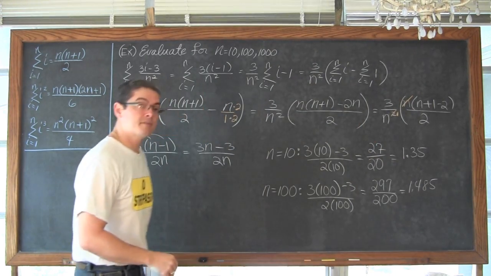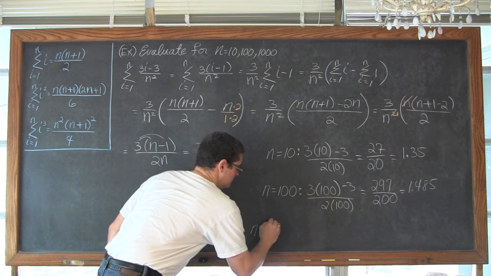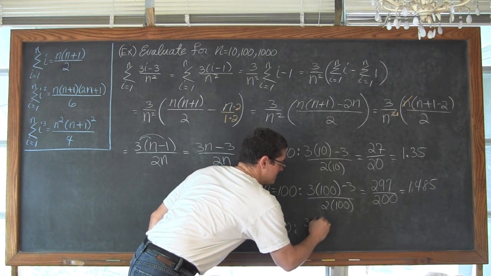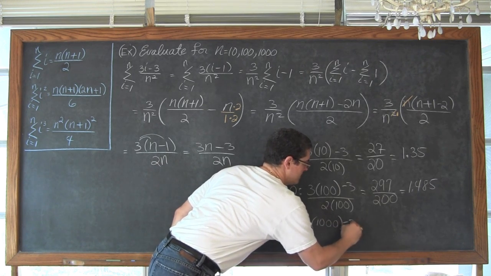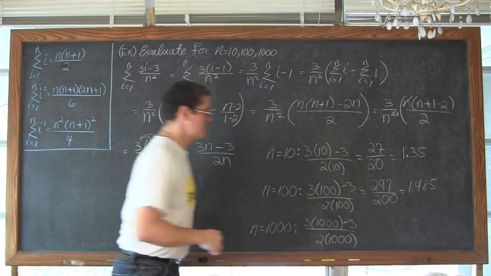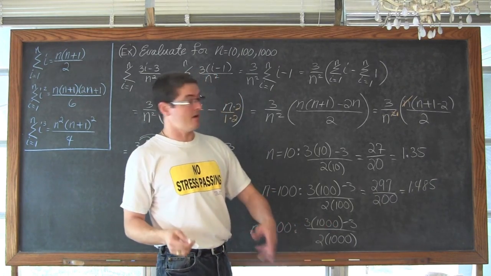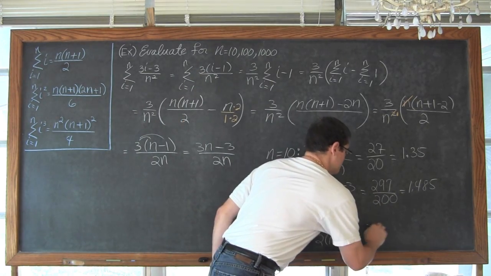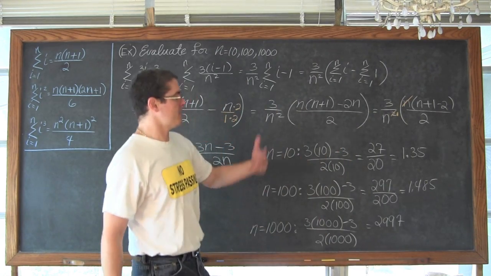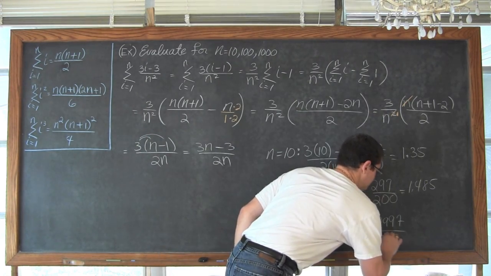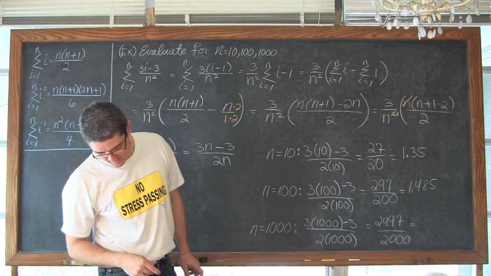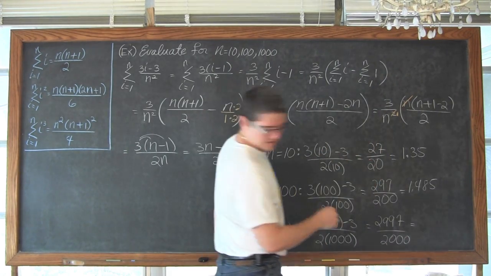And then finally for 1,000, we get 3 times 1,000 minus 3 over 2 times 1,000. Of course, that's 3,000 now, minus 3, which is 2,997 over 2,000. And that comes out to be 1.4985.